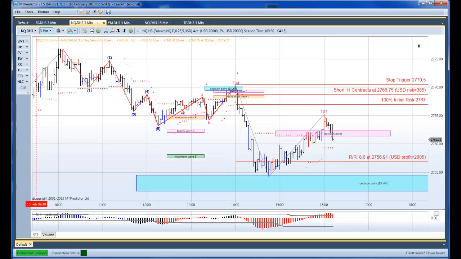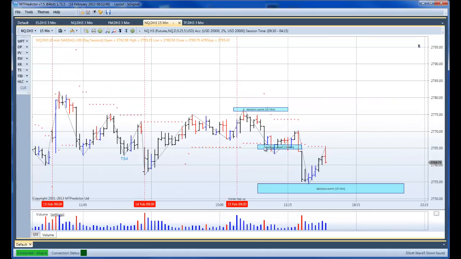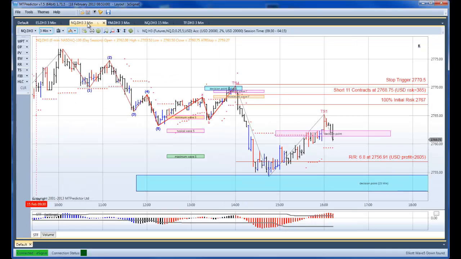The rally unfolded as an ABC. An ABC is a corrective pattern. That's why when you went to the 15-minute chart, you wouldn't have anticipated any further rally off here, because the rally only unfolded as an ABC corrective pattern. The market then declined. It declined down right into the 15-minute support zone at the low there, and that allowed you to then start to trail your stop a little bit closer to then lock in that profit.